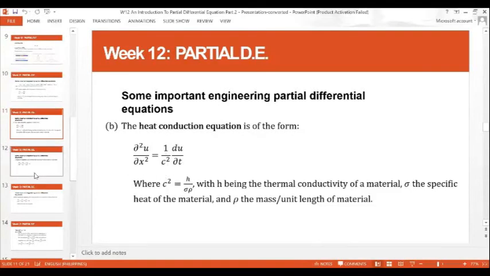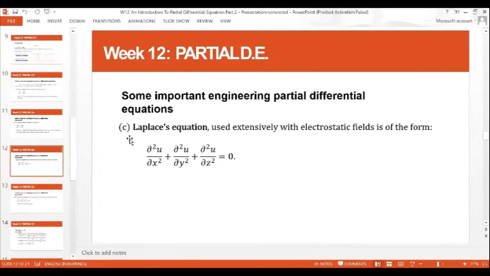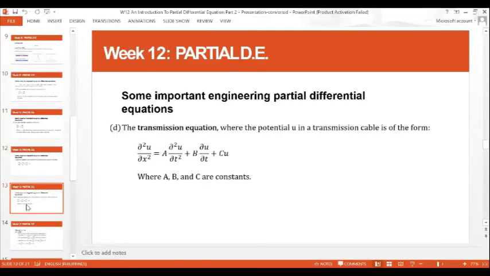And yung dalawa pa nating formula, last time, we have yung for the Laplace, which is we have the second derivative of u with respect to x plus the second derivative of u with respect to y plus second derivative of u with respect to z is equal to 0. And yung last na formula natin is the transmission equation, which is we have yung second derivative of u over the x is equal to a, where yung a, b, c natin dito is yung constant natin. Yung a multiplied by the second derivative of u over t squared plus yung b natin multiplied by the first derivative of u with respect to t plus c times yung u.